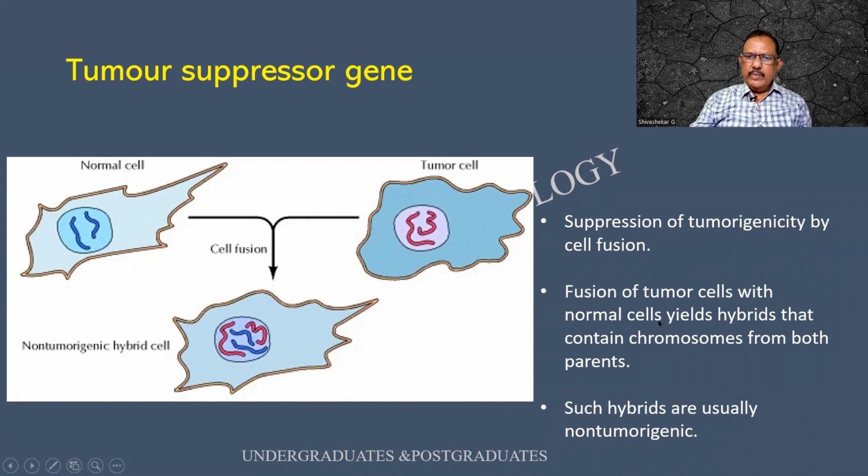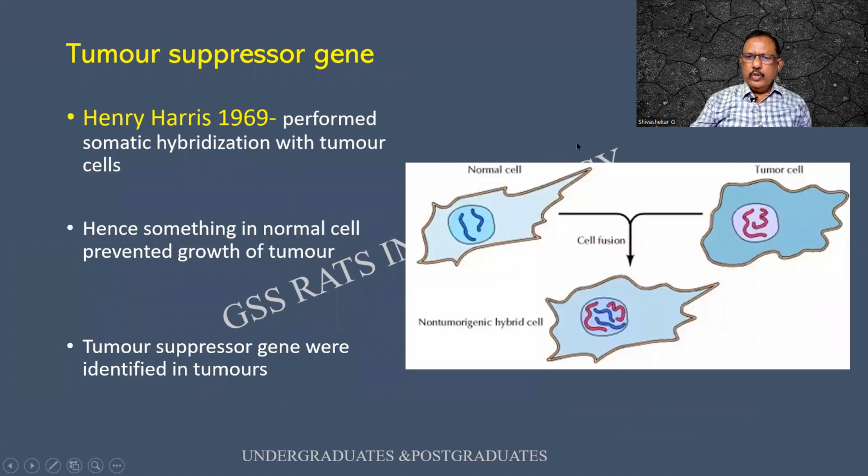The fusion of the tumor cells with the normal cells yields hybrids that contain both normal as well as abnormal chromosomes from the parents, and these are non-tumorigenic. That is what is shown over here. This was initially attempted to be expressed by Henry Harris in the year 1969, but he did not have a perfect justification for his finding. Later on, another group developed it.